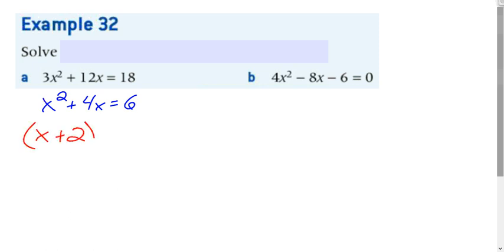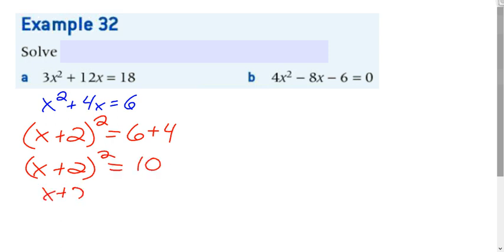You get x plus 2 quantity squared. That brings in a 4. Therefore, add that 4 to the 6. So x plus 2 quantity squared equals 10, square root both sides. No perfect square divides into 10, so that's simplified. Subtract your 2.